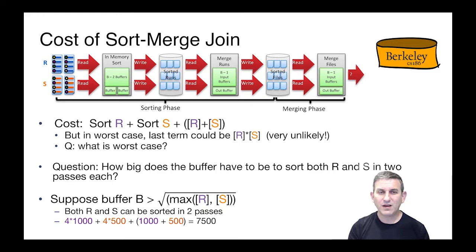Now, how do we evaluate the cost of the sort merge join? Well, we're going to sort R, we're going to sort S, and then we're going to scan R and S and merge them in memory. So the cost is basically the cost of sorting R, sorting S, and the scan of R and S.